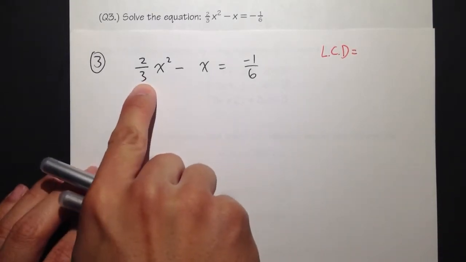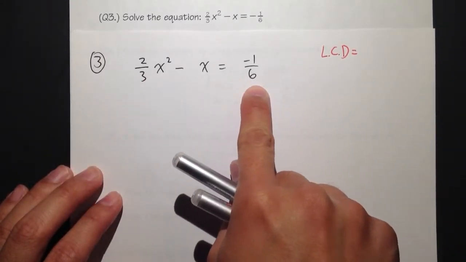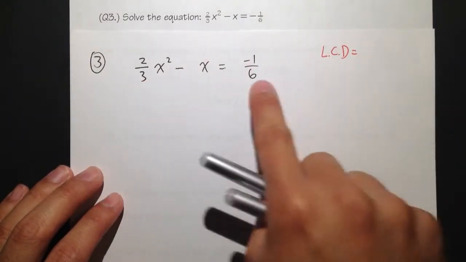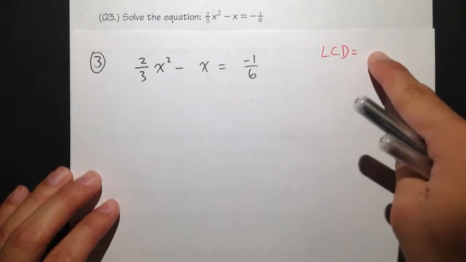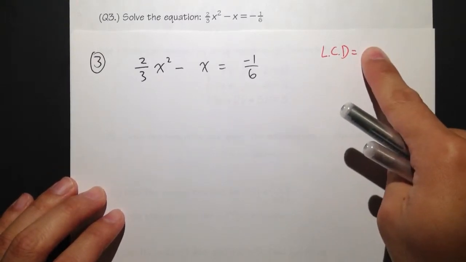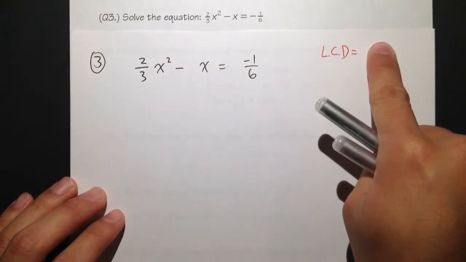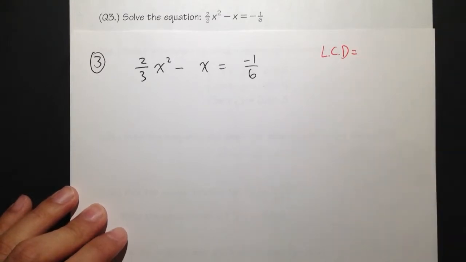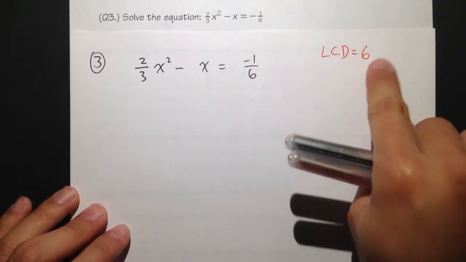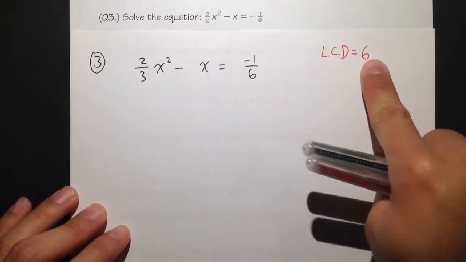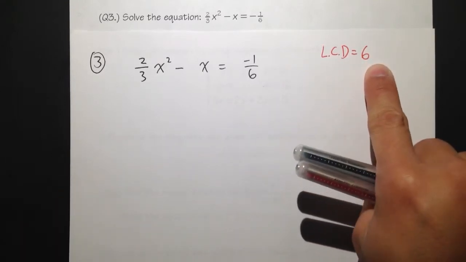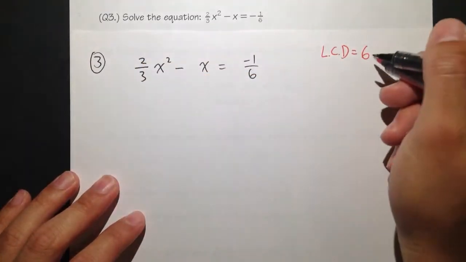So we are going to pay attention to the 3 and the 6, and ask ourselves what number can we put down right here so that 3 goes into that number and 6 also goes into that number. Well, you can say 12. 12 works because 3 goes into 12 4 times and 6 goes into 12 2 times. But 12 is not the least. The least number that will work is 6, because 3 goes into 6 twice and 6 goes into 6 once. So determine what the LCD is first, and then multiply everything by this number.